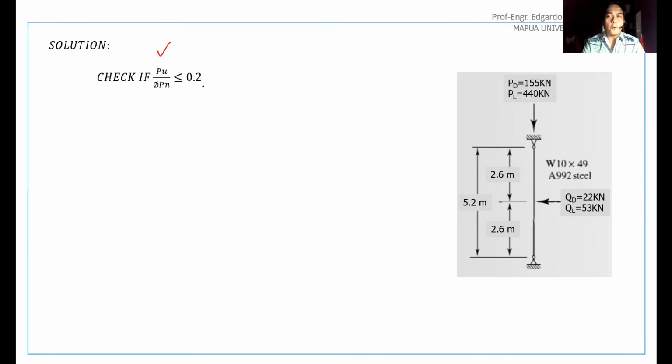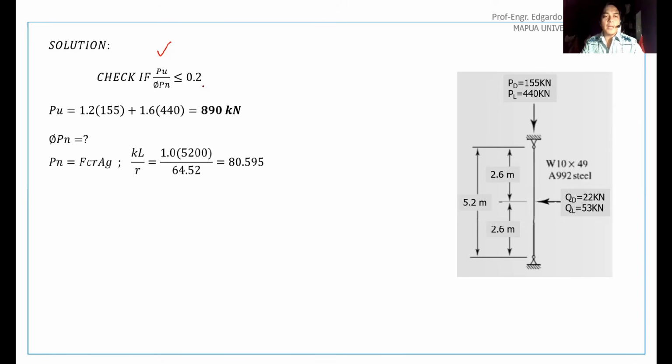So what is Pu? Pu is the ultimate or the factored axial load, the axial compressive forces, which would be coming from the 155 and the 444. So making it factored, multiplying with the load factors, we got 890 kilonewtons. Then how about the design strength for compression, the Pn? For the nominal compressive strength, it's basically Fcr Ag.